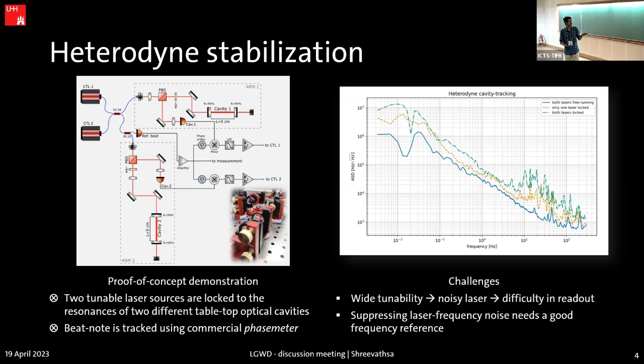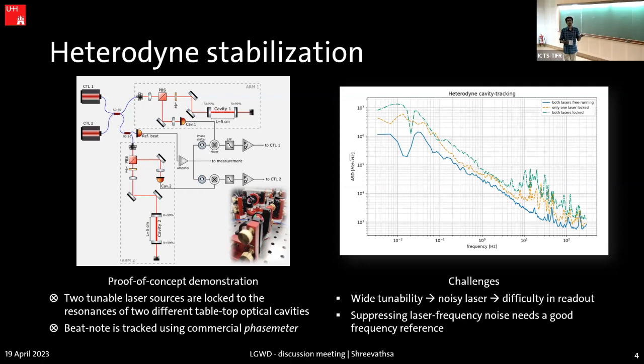So just using the commercial phase meter, which tracks the beat note between the two lasers, is very tricky. And also, if at all we need to use it for very precise measurement, obviously we need to suppress the laser frequency noise, and this needs a good frequency reference.